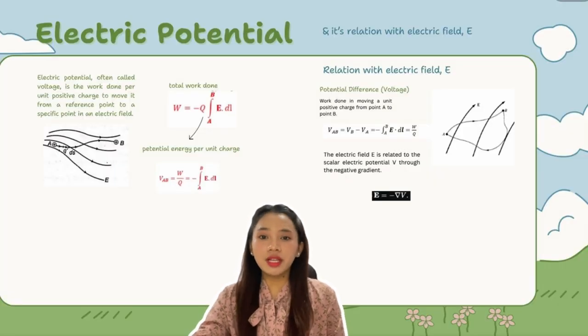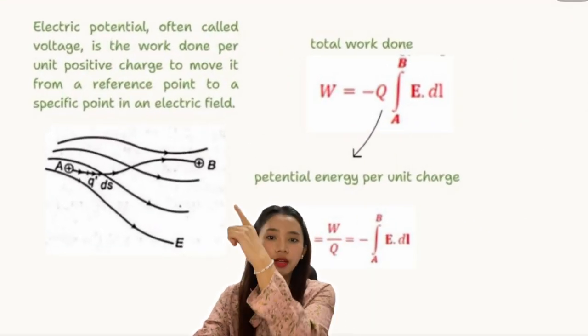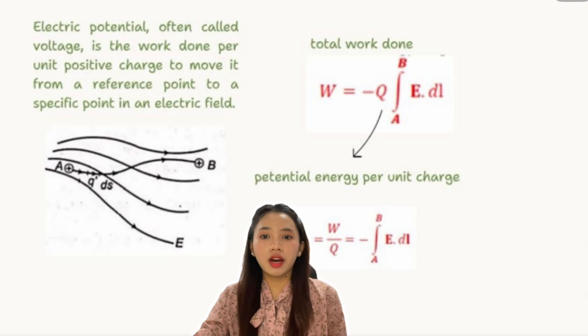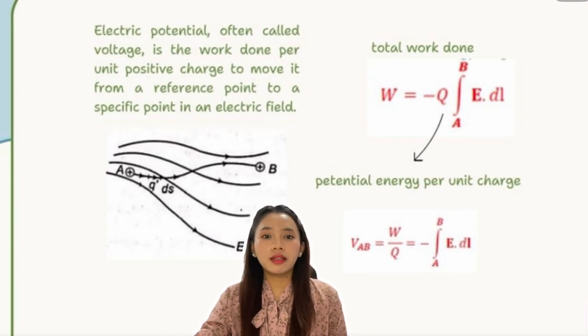Lastly, electric potential is the work done in moving a unit positive charge from one point to another. The work done is equal to negative Q integral from A to B of E dot dl. It's a scalar quantity related to the electric field through the negative gradient. This means the electric field points in the direction of decreasing potential. Thus, V from point A to B is equal to negative integral of E dot dl.